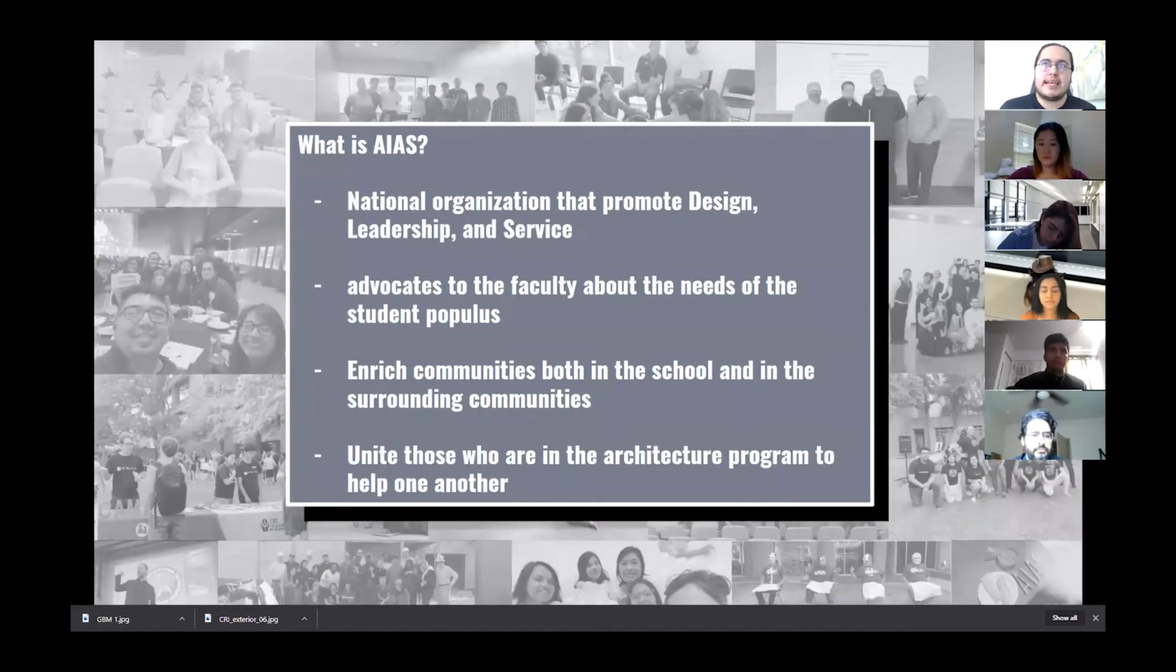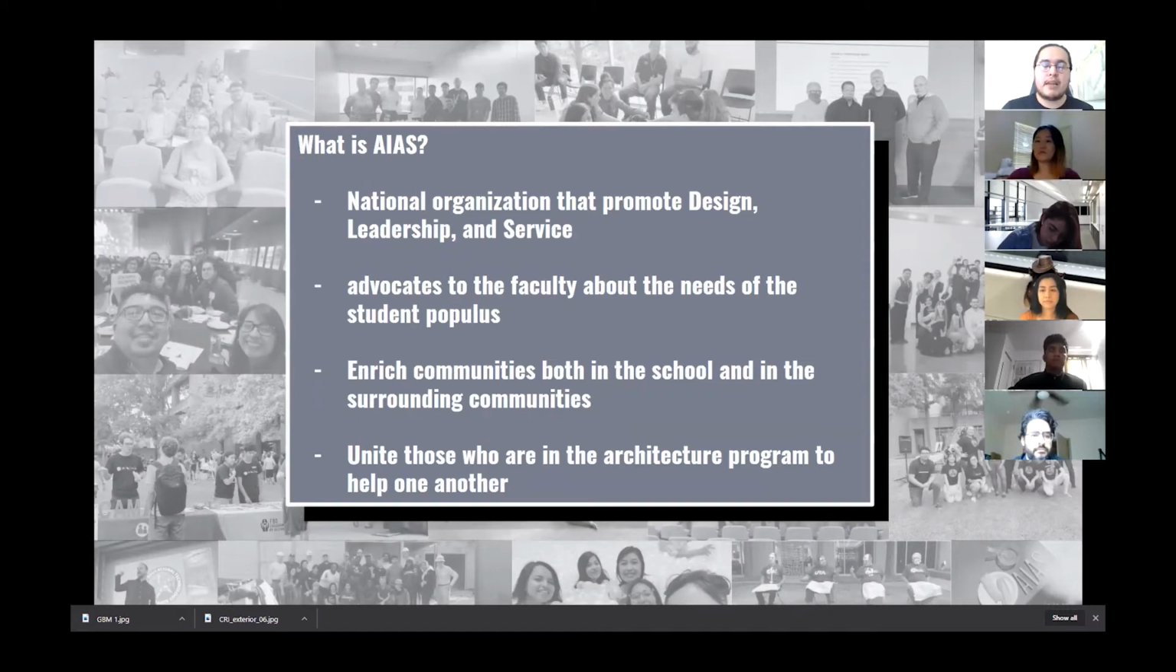So what is AIS? AIS, if you were not aware, is not only an organization here at UTA, but it's actually a national organization with chapters all over the US and also with several international chapters. And the three main focuses of the organization is to promote design, leadership, and service. And we try to do that through as many of the opportunities as we provide, and I'll get into some of that a little bit later.